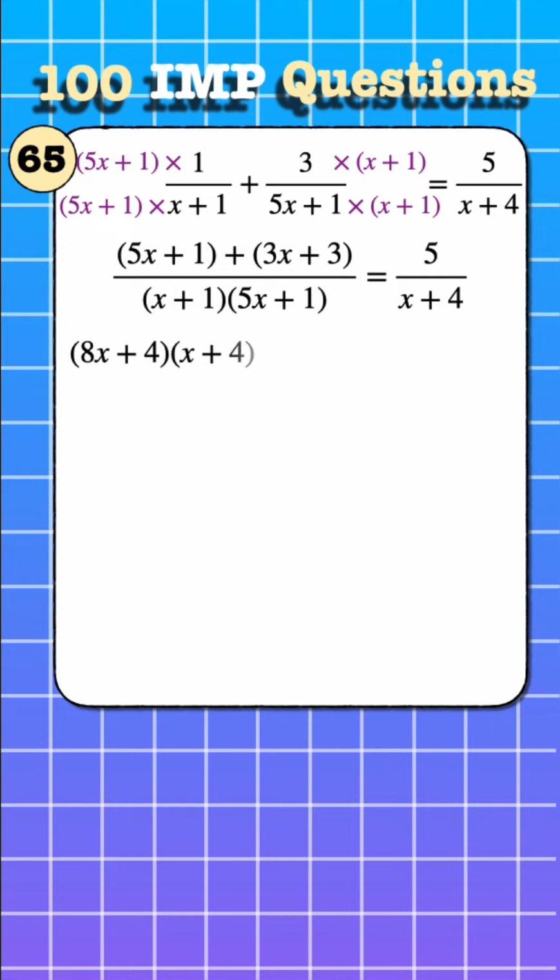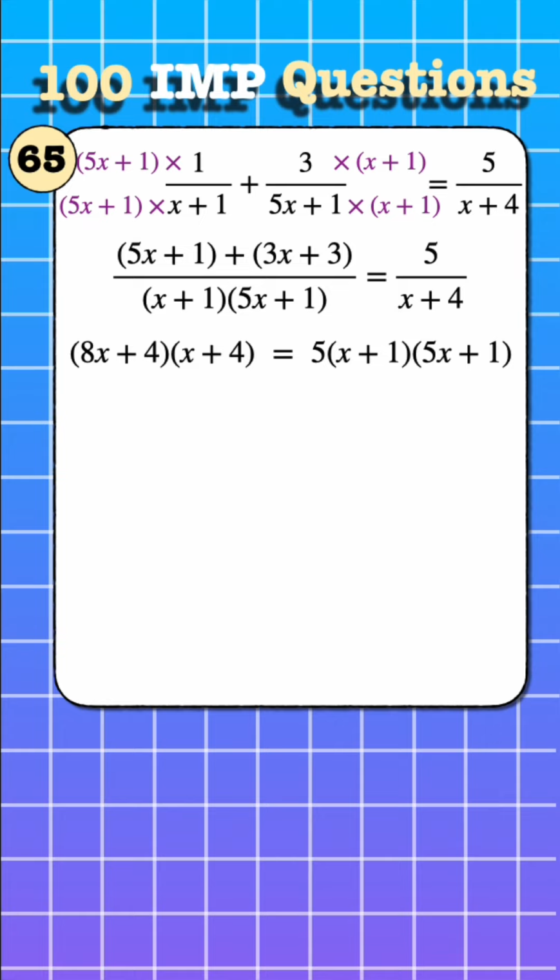Now again we will cross multiply. So x plus 4 will get multiplied with the numerator and 5 will get multiplied with the denominator. So in the first bracket, numerator is 8x plus 4 multiplied by x plus 4, then 5 will get multiplied with x plus 1 and 5x plus 1.